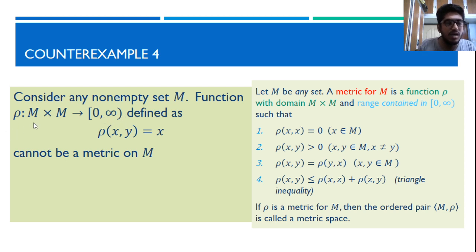And we found that even in those sets, only for singleton 0, this will work as a metric. For any other subset of the closed interval 0 comma infinity, this will not work as a metric. So I hope it is visible now, and I will continue to the next counterexample.